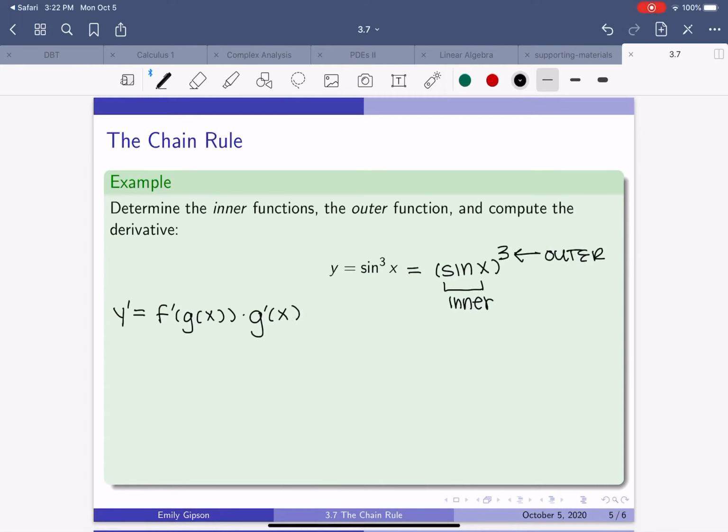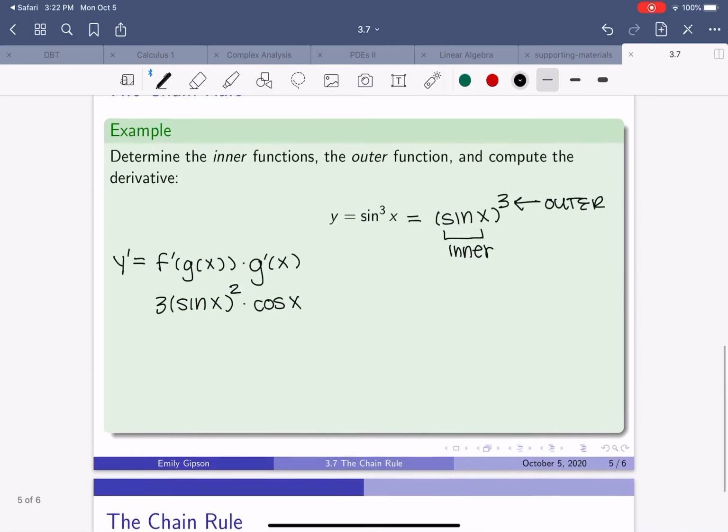Our f of x is x cubed, so that just becomes 3 times the inside squared, times the derivative of the inside, which is cosine of x. So y prime is 3 sine squared of x times cosine of x.